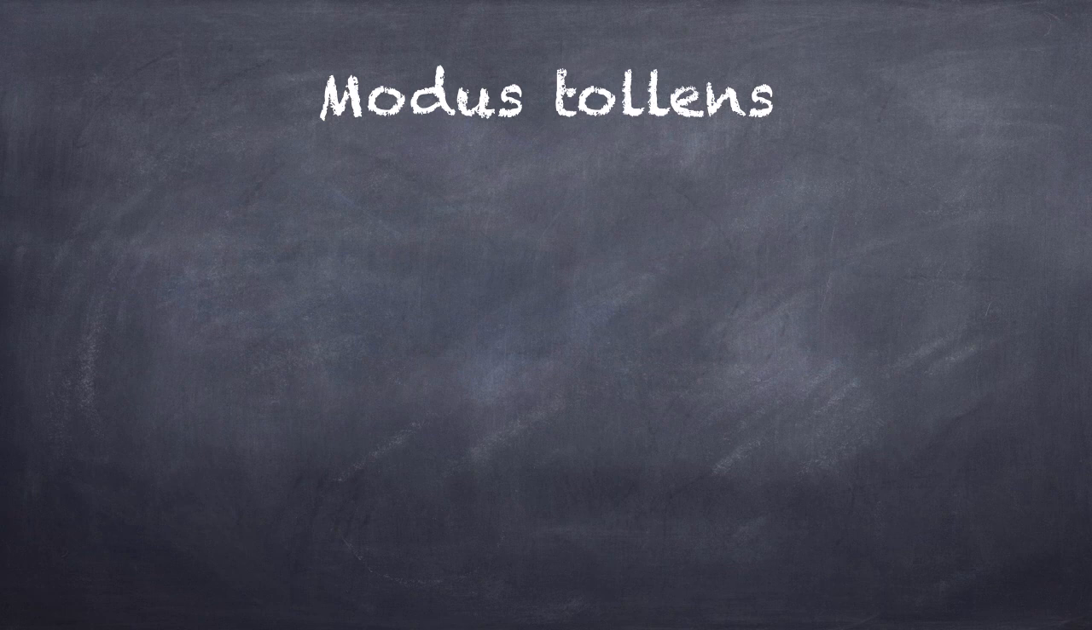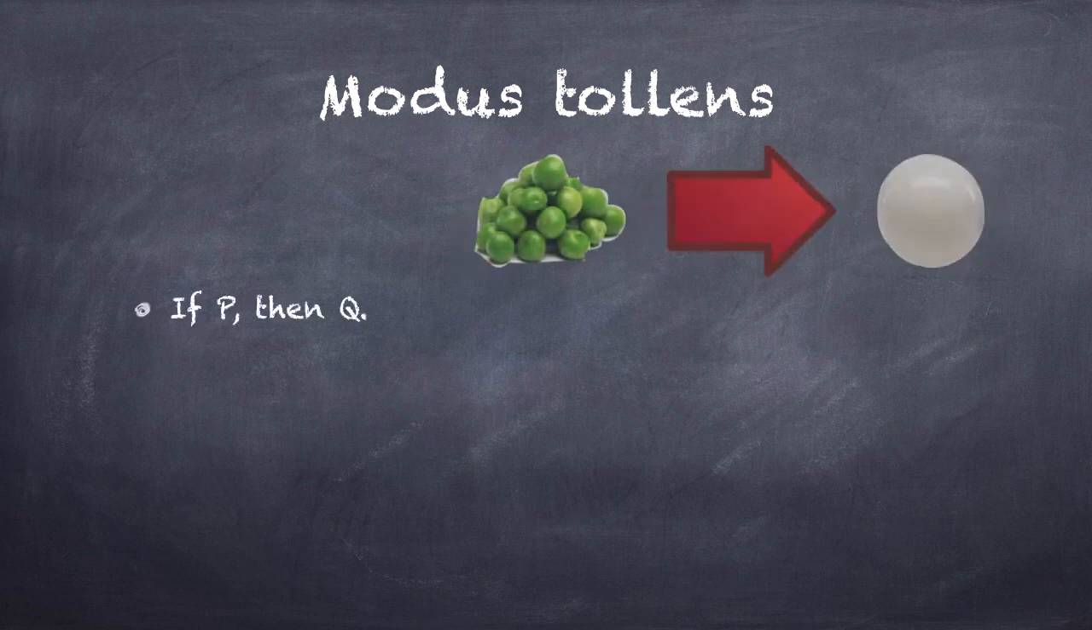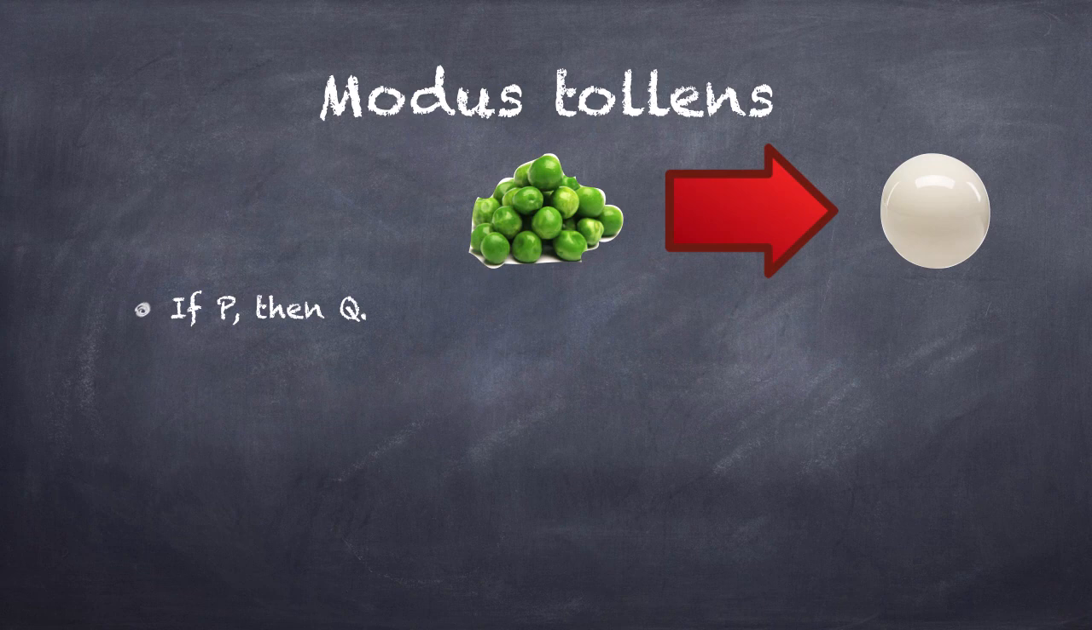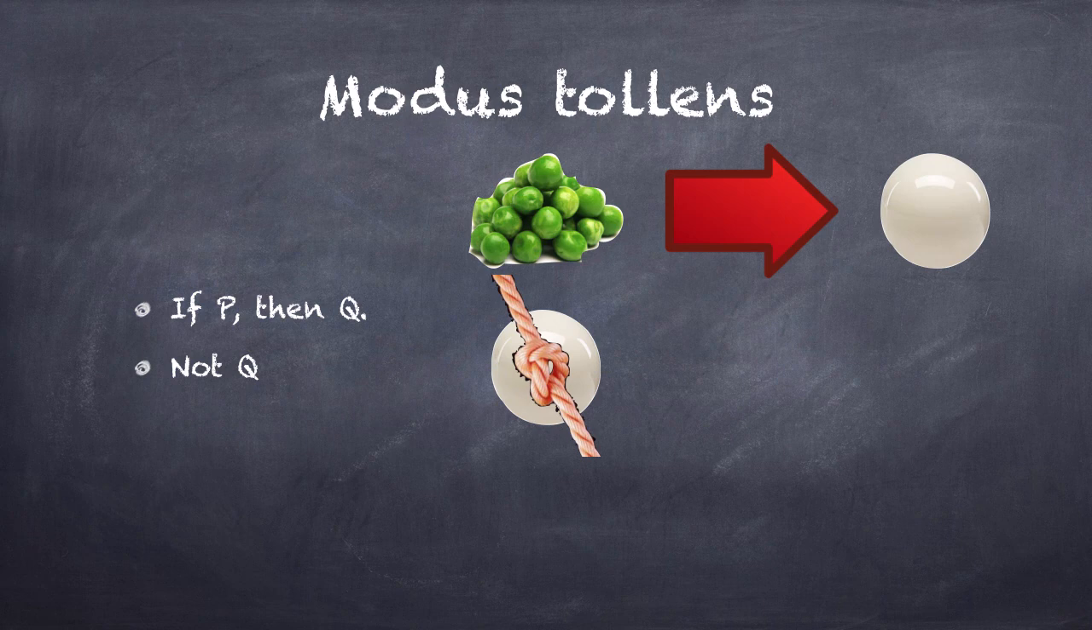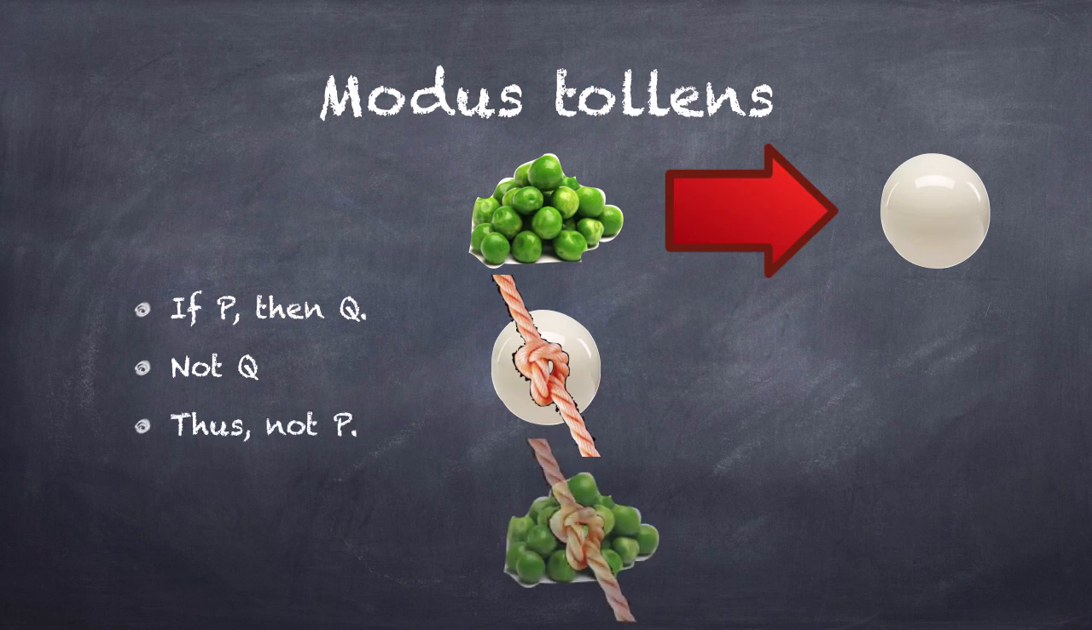Again, the form is simple enough. First, we have the assertion of the conditional. Our p's and cue ball are also here. Second, we have the denial of the consequent. Thus, we have our cue ball tied up in knots. Finally, we infer the denial of the antecedent.